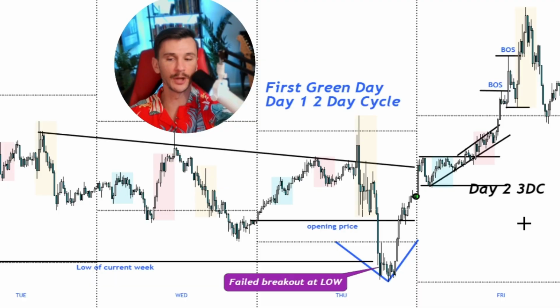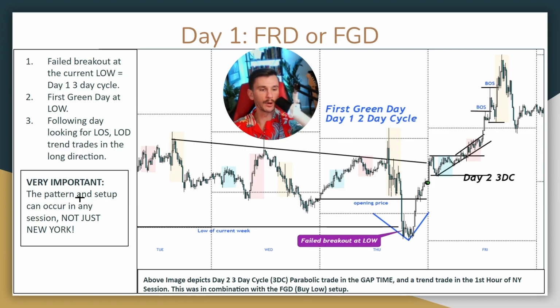Something very important to note is that this does not always have to take place in the New York session. It could happen in Asia. It could happen in London. It really depends on the pair and when that pair is used to moving. But of course, any pair can move in any session if it is set up correctly.